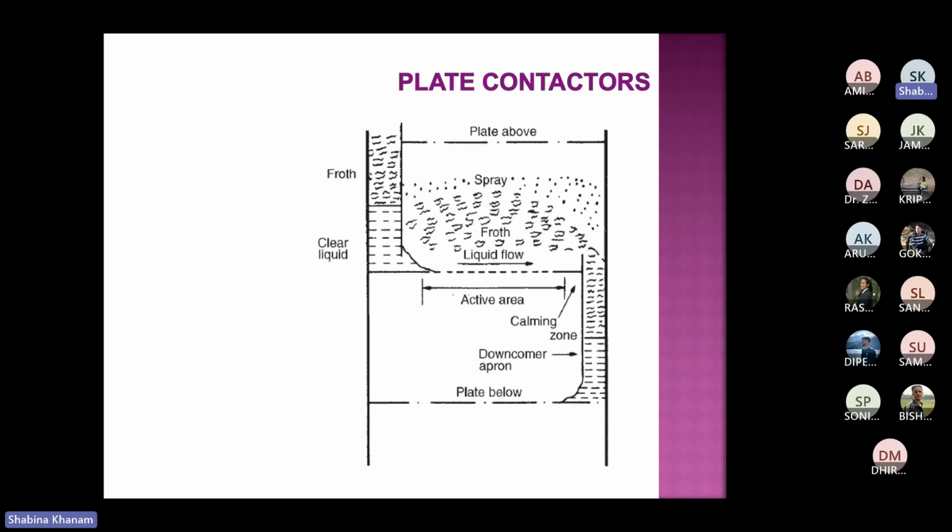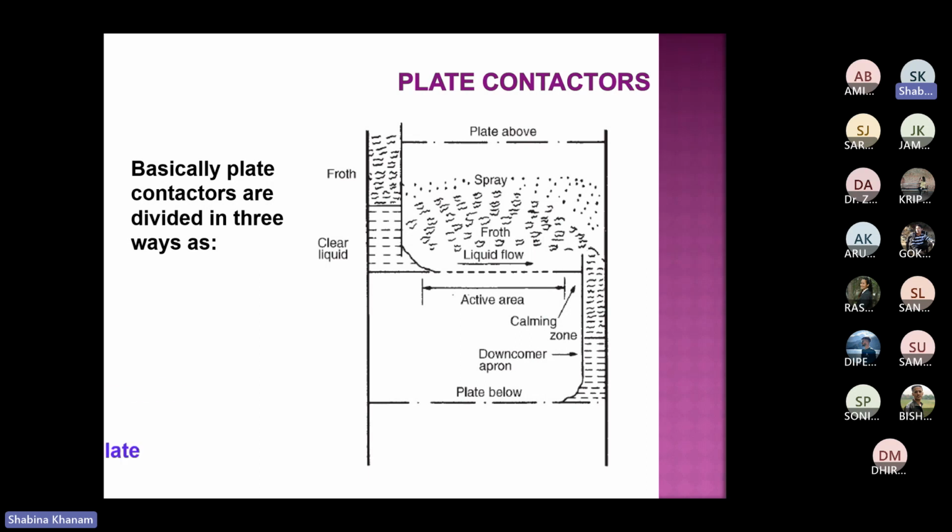Okay, and as far as plate contacting is concerned, we first see how many types of plates are available, and then we will proceed towards the plate design. All these plates are called contactors, because contact is required between liquid and vapor. Basically, plate contactors are divided in three different ways. Number one, sieve plate. Number two, bubble cap tray or plate. And number three, valve tray and valve plate.